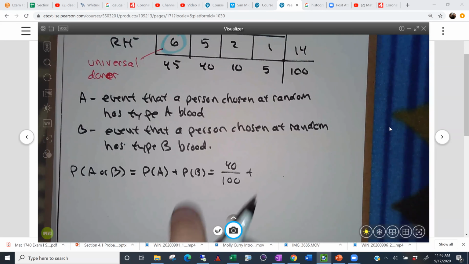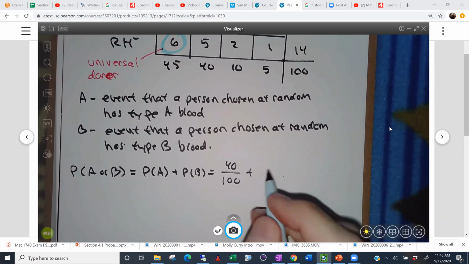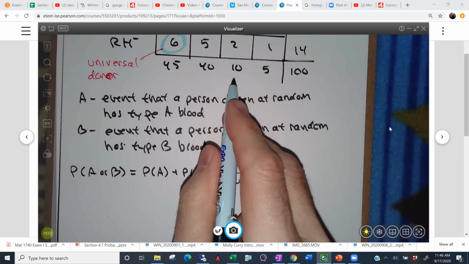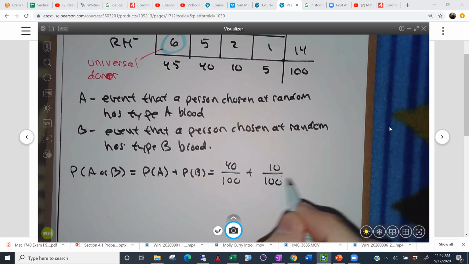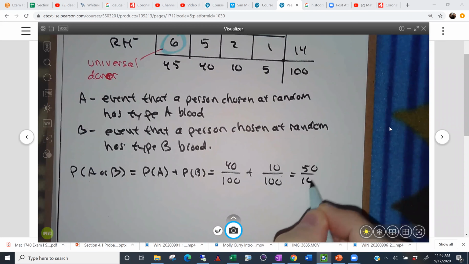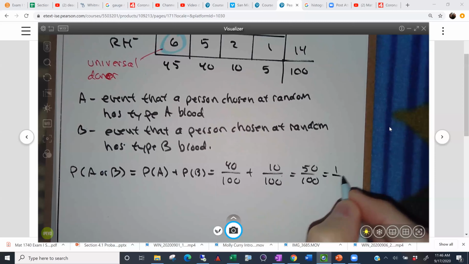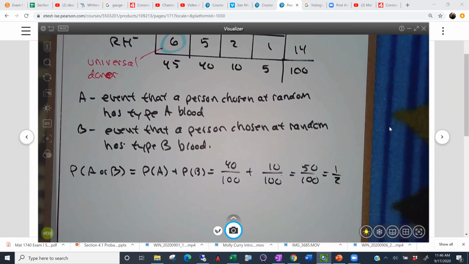Well, let's try probability of type B blood. So there's 10 people that had type B blood out of that 100 people. So we get a total of 50 over 100. Now, do I expect you to simplify? In general, no. This one might be just screaming out to be simplified. You get 1/2. So there's a 50% chance that if you just grab somebody at random, they're going to have either type A or type B blood. Nice. But it gets a little more complicated than that. This is actually kind of a special example for reasons that I'll talk to you about in a minute.